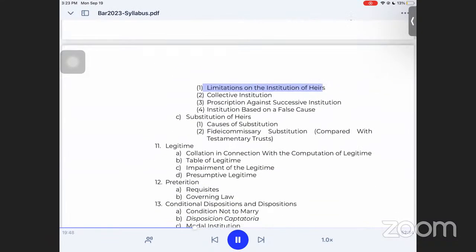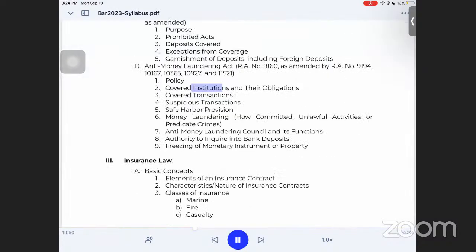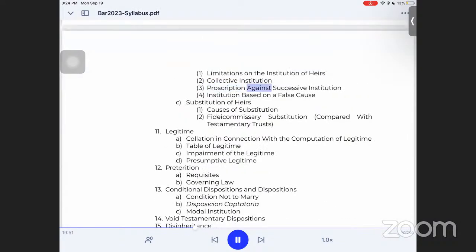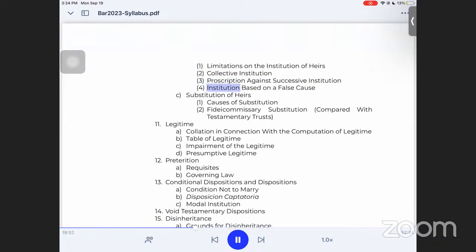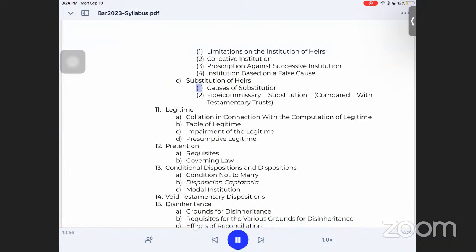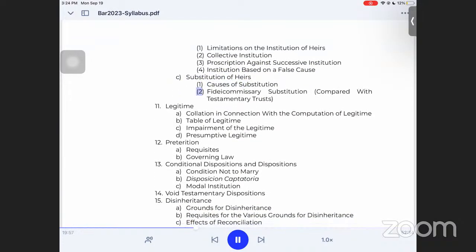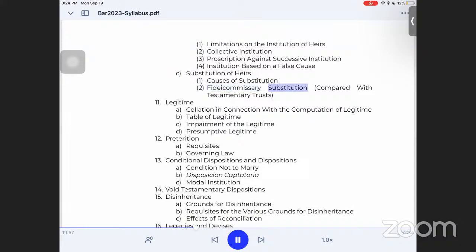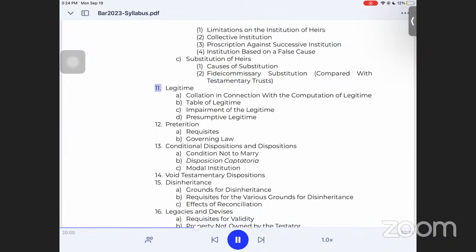Page 4 of 9. 1. Limitations on the institution of heirs. 2. Collective institution. 3. Proscription against a successive institution. 4. Institution based on a false cause. C. Substitution of heirs. 1. Causes of substitution. 2. Fideicommissory substitution compared with testamentary trusts.